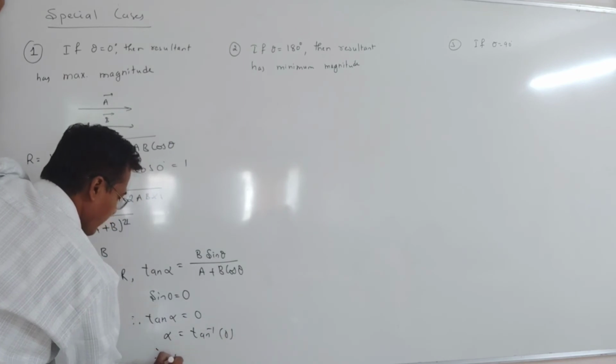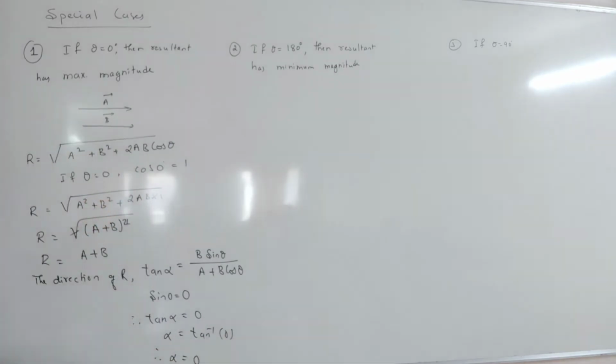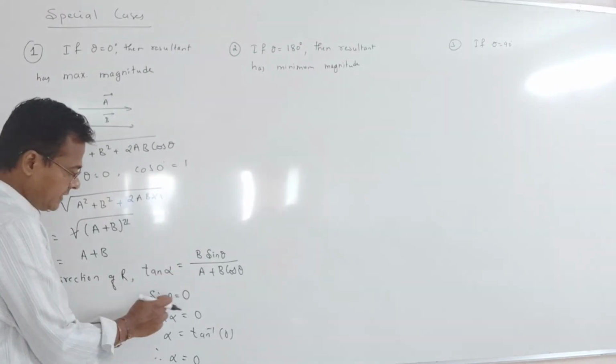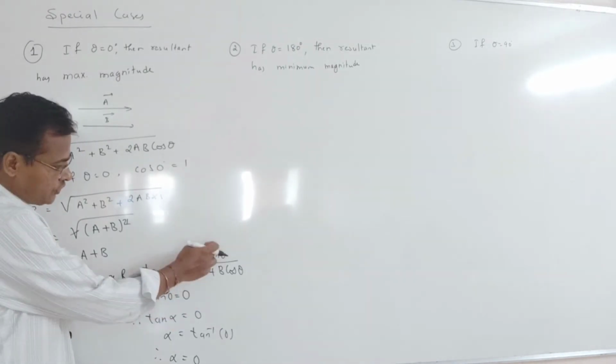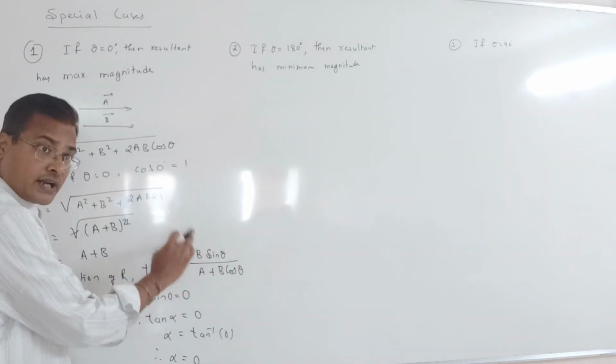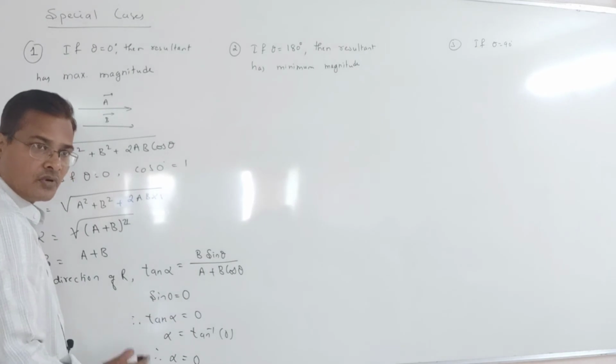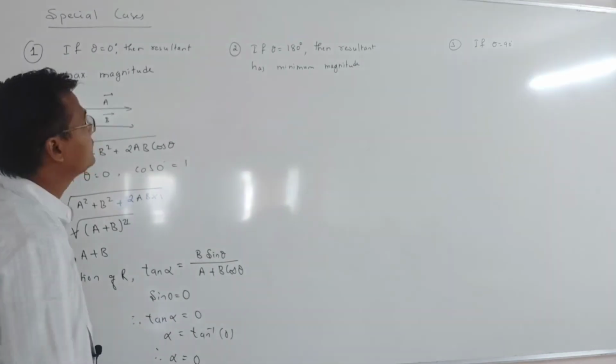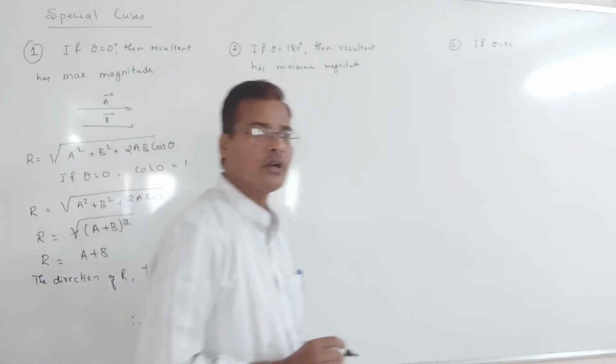Okay, so therefore alpha equal to 0 only. The resultant direction is also 0. Follow the things? Here tan alpha, theta sin 0 is 0. So 0 into b is 0. Anything multiplied with this factor is 0. Okay, so this is the first condition we understood.